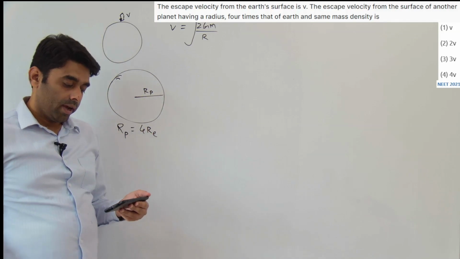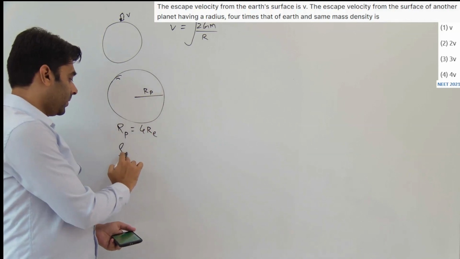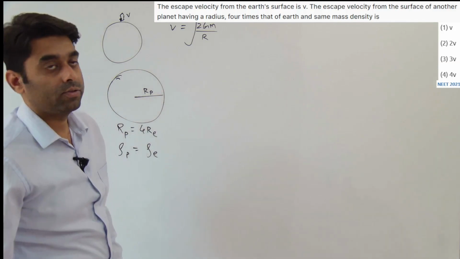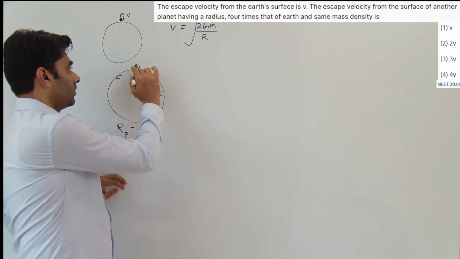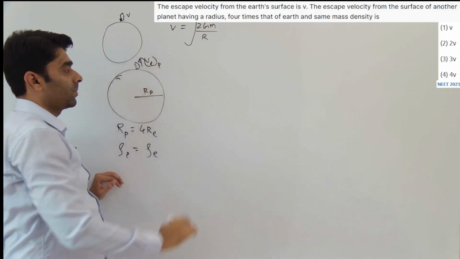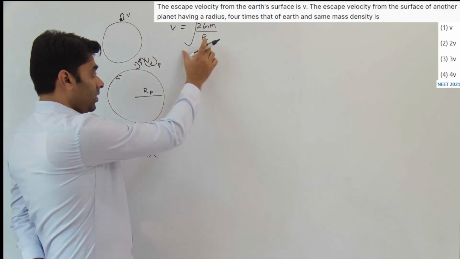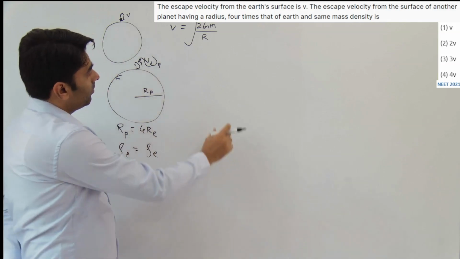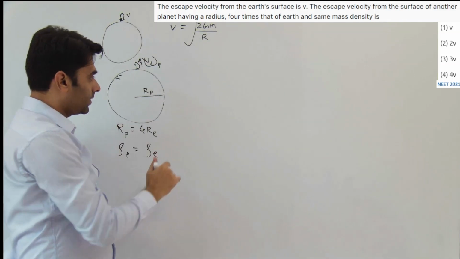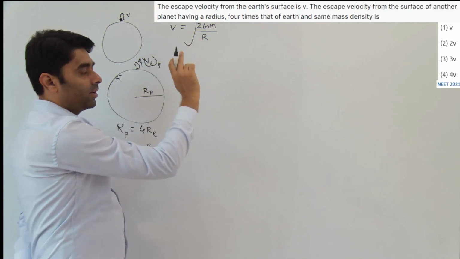And the same mass density. The density of the planet is the same as the density of Earth. Well and good. So they are asking us the escape velocity from the planet, VEP. What can we write? This is the relation given. What we do is, let us convert this escape velocity result in terms of density and radius only.